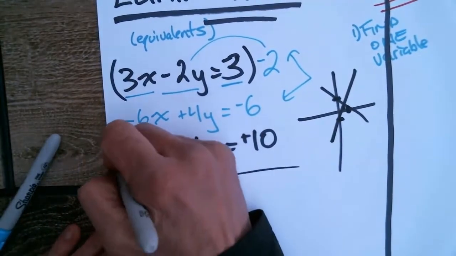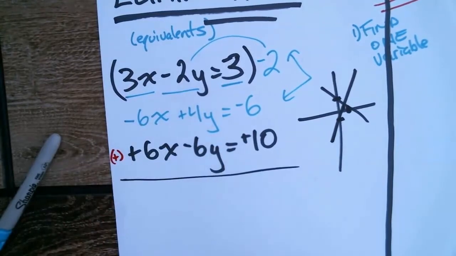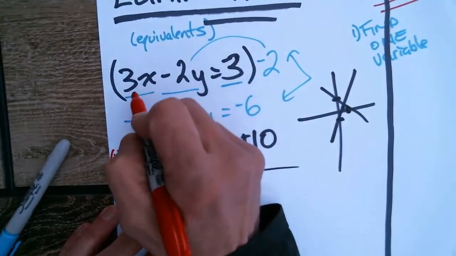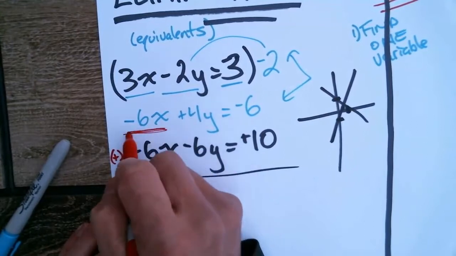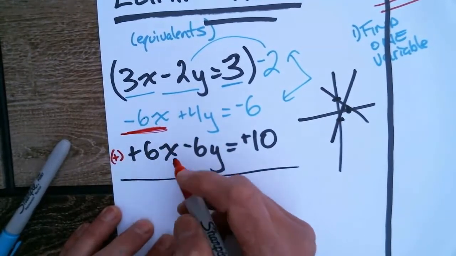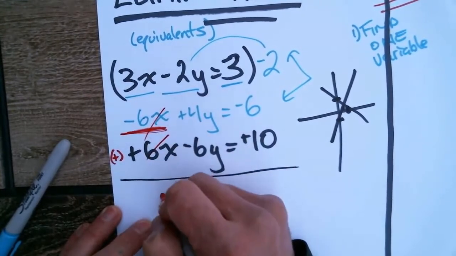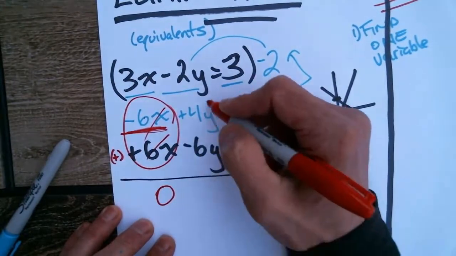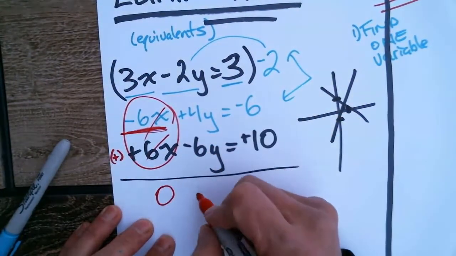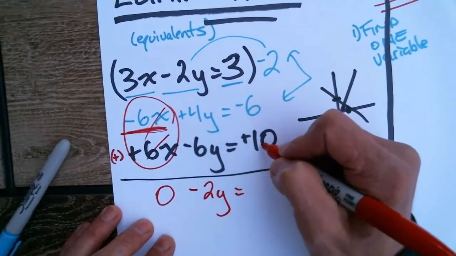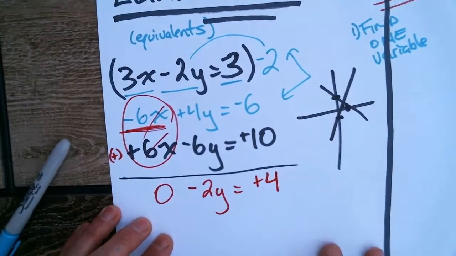So remember, we're always adding these equations together because that's going to tell us where they meet. In this situation, because I formed an equivalent ratio, negative 6x and positive 6x are going to cancel out. This is going to give me 0. So here I have eliminated the x's. Here I get 4y plus negative 6y, that's going to be negative 2y. And I get negative 6 plus positive 10. That gives me positive 4.